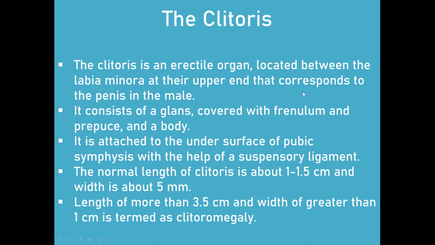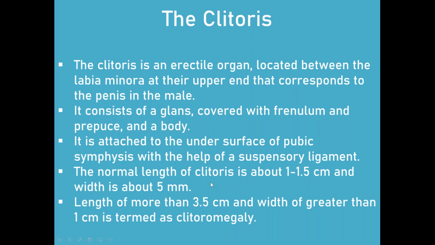What about the clitoris? The clitoris is an erectile organ located between the labia minora at their upper ends, and it corresponds to the penis in the male. It consists of the glans covered with the prepuce, the crus and the body. It is attached to the lower surface of the pubic symphysis with the help of the suspensory ligament.